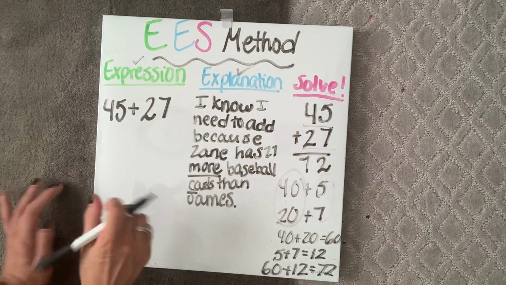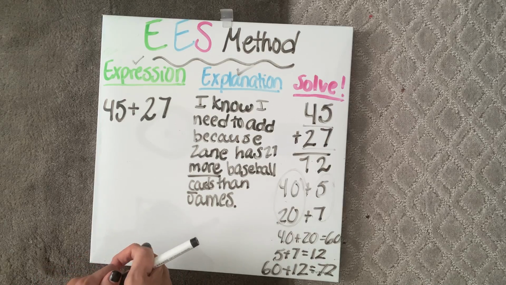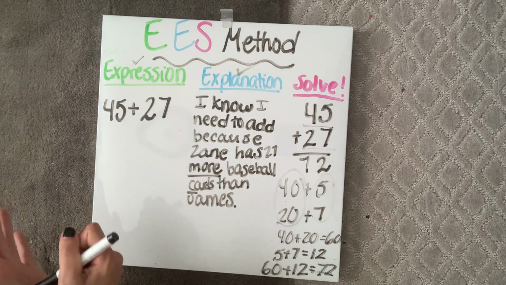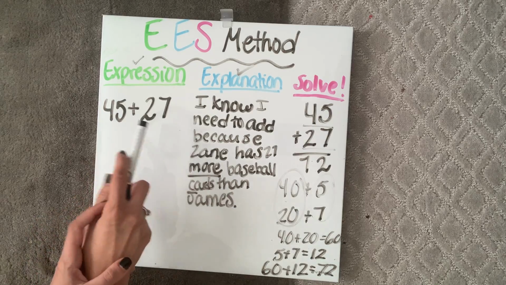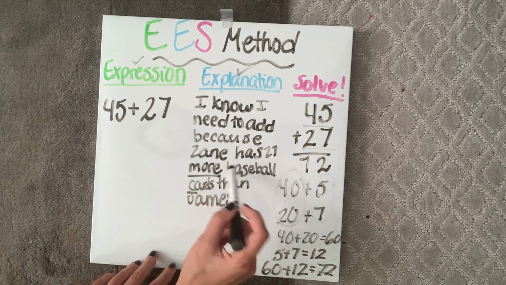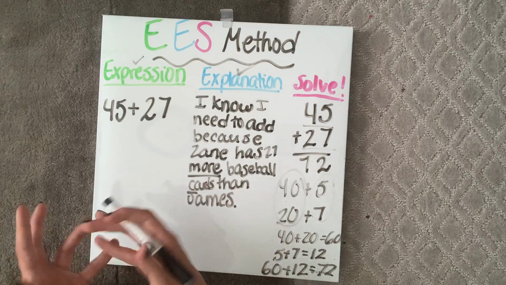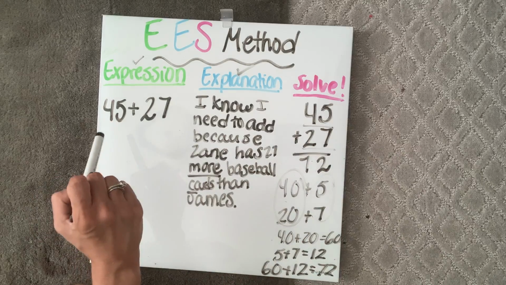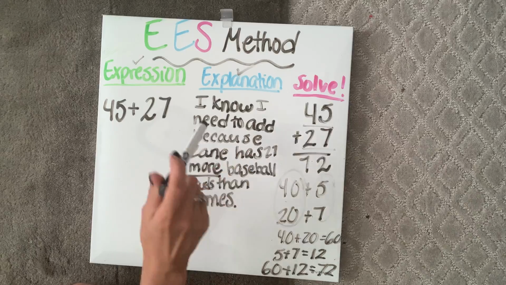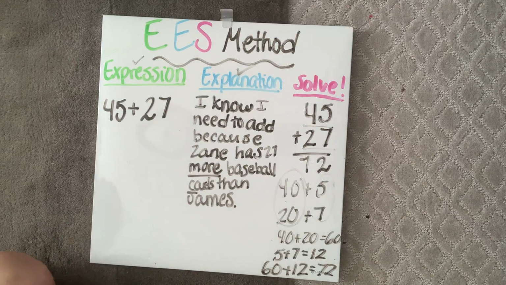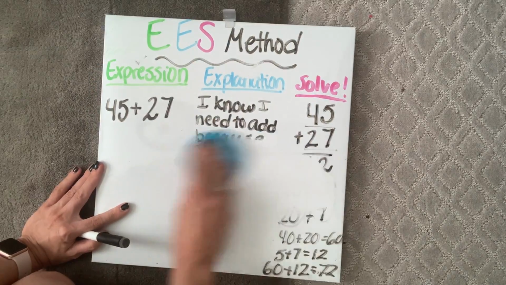So going back to my original problem, James has 45 baseball cards. Zane has 27 more baseball cards than James. How many baseball cards does Zane have? I did 45 plus 27. I knew it was plus because Zane has 27 more baseball cards. So if I took away, that would mean he had less. And then I used my regrouping strategy of expanded form to figure out that 45 plus 27 is equal to 72. All right, guys, let's try one more just to make sure that we have got it.